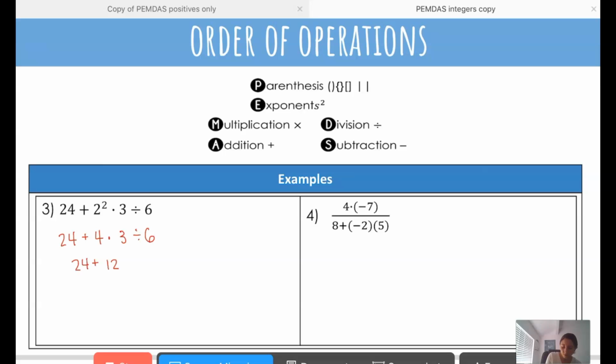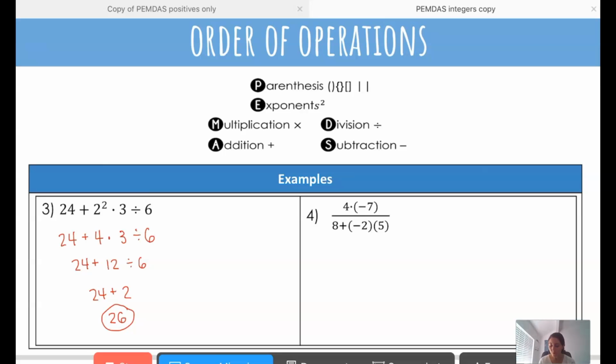And I believe this problem we actually did yesterday in our positives only, but that's okay. Now we have addition and division, so we're going to divide. 12 divided by 6 is 2. So 24 plus 2, and we get a final answer of 26.